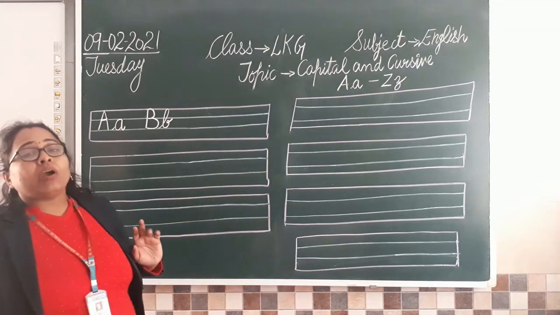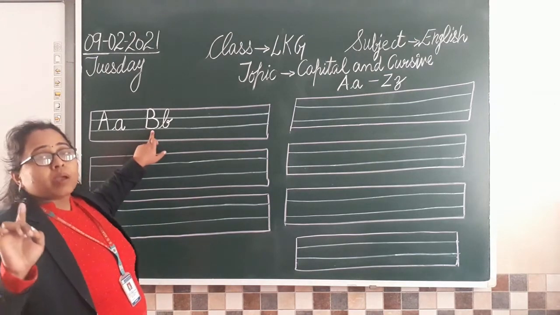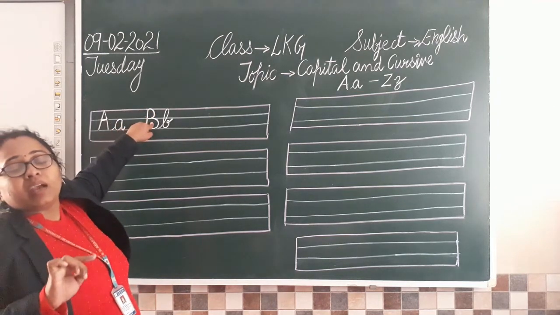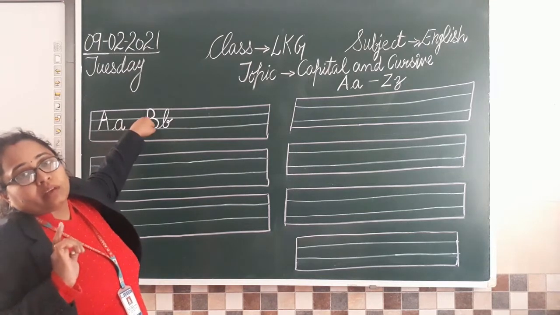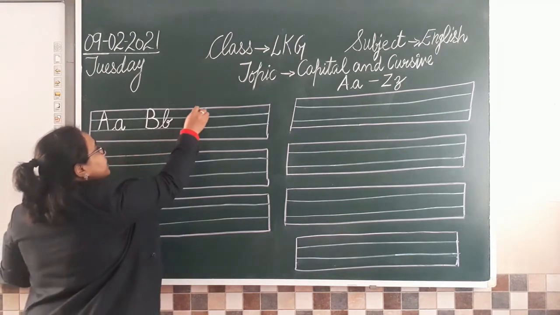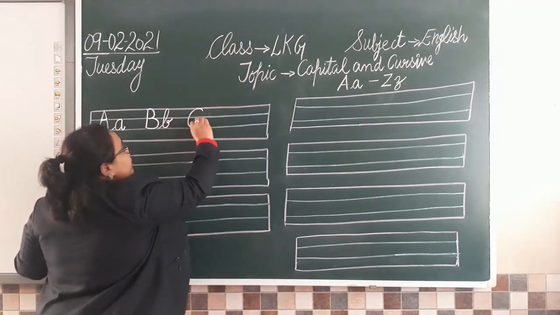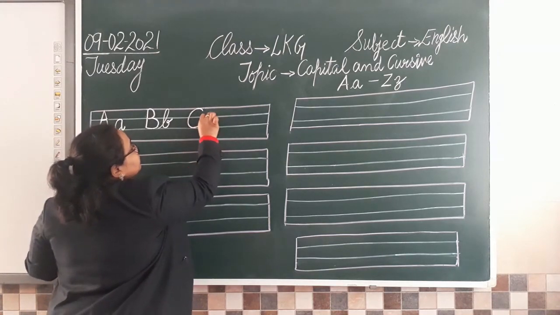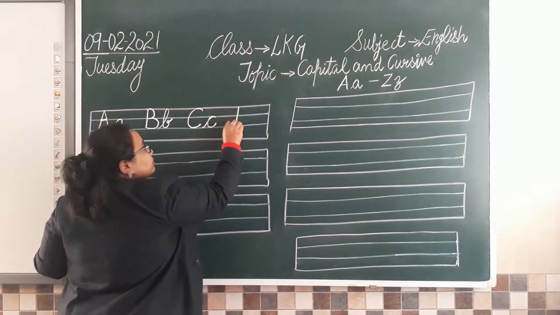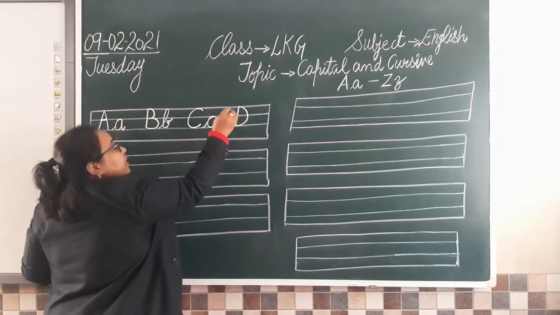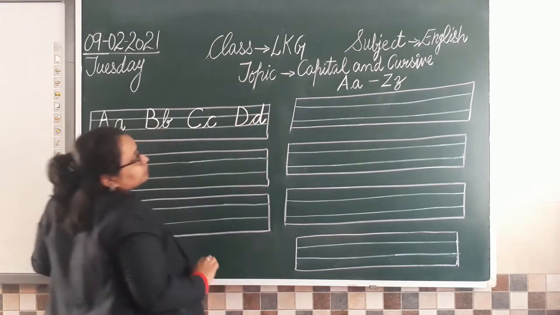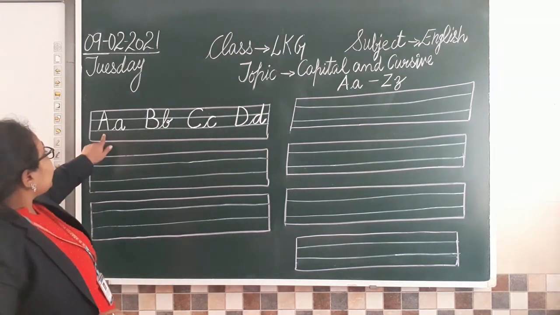Now when you are writing your capital alphabet B, please remember one thing. Upar wala curve thoda small hota hai aur jo niche wala curve hota hai woh thoda big ya fat hota hai. Clear? B. B. Now we will write C. K. Next is D. D. Clear? Let's repeat.